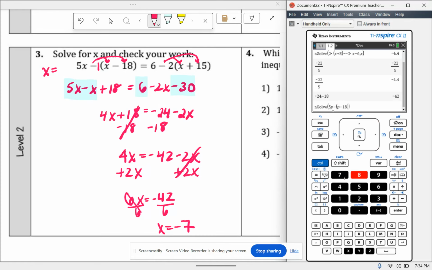So minus p minus 18 equals 6 minus 2 times p plus 15. And then I have to do comma p at the end because it won't let me type in an x. All right, the answer is negative 7. Yay, we got it right.